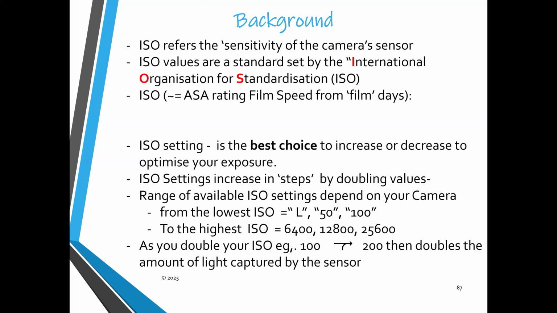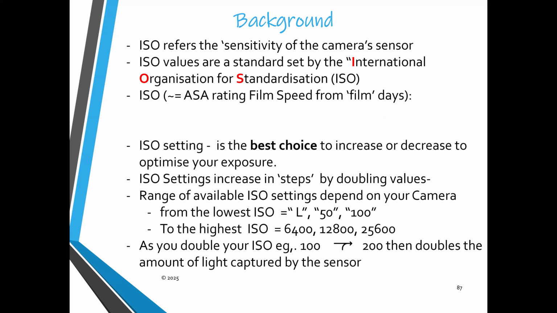My camera just says L for the lowest. I've got no idea what that ends up translating to, but I can manually set it at 50, and I think up to at least 25,000. It goes way up. I rarely ever get it up that high.